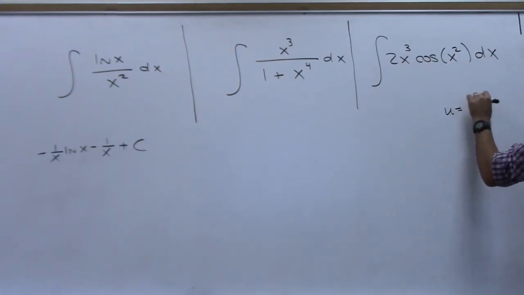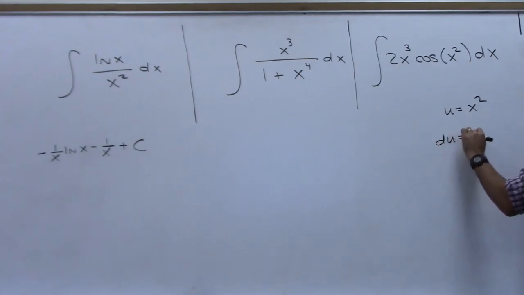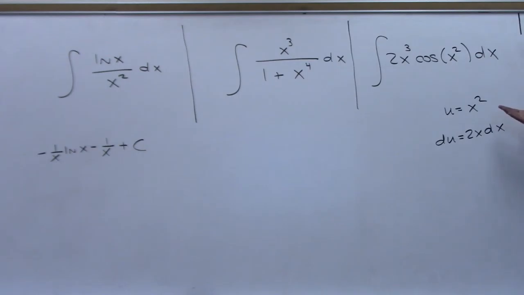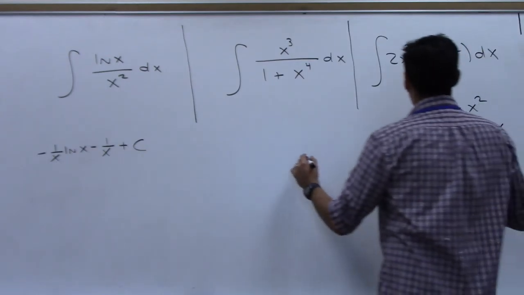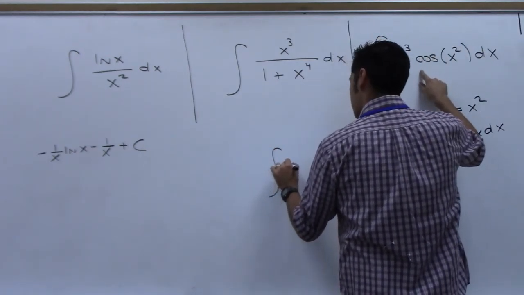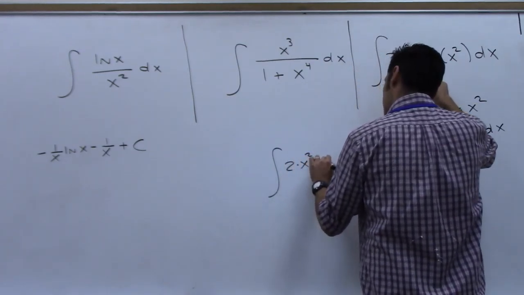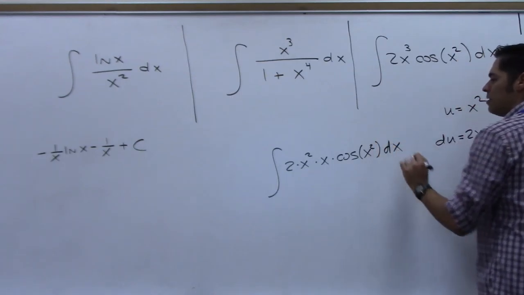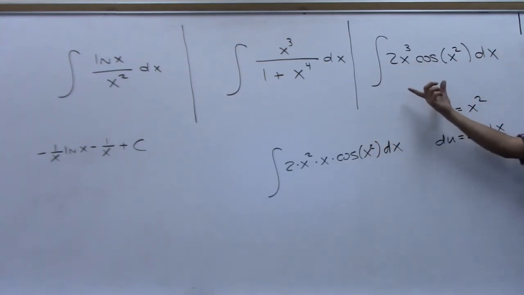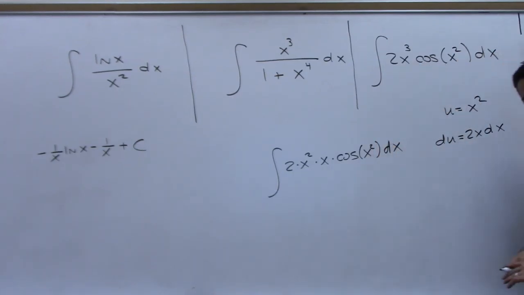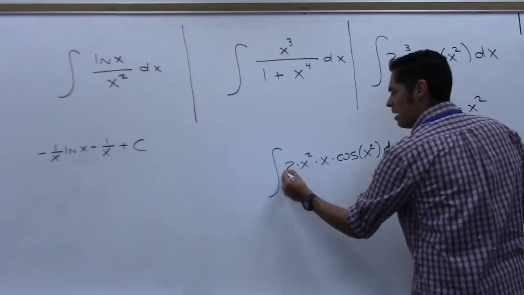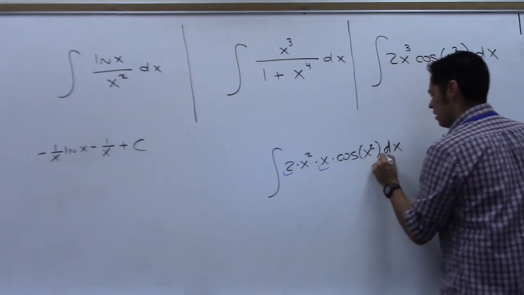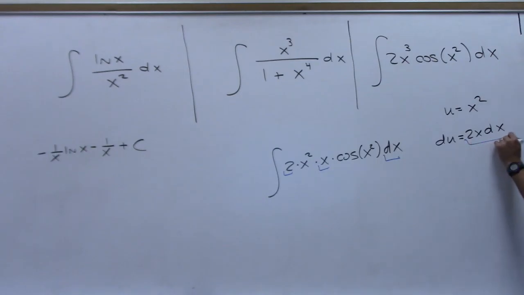Substitution u is x squared, which doesn't seem very natural. The derivative of that is 2x dx, right? Which you don't have there. Well, yes, you do. So look, if you rewrite the integral as 2 times x squared times x times cosine x squared dx, that's the same thing, right? Just peeling the x cubed apart. Do you see? Oh, yes, you do. You actually have everything. 2x dx, right there.